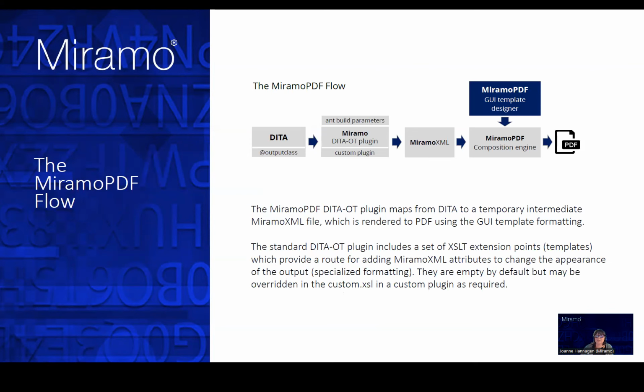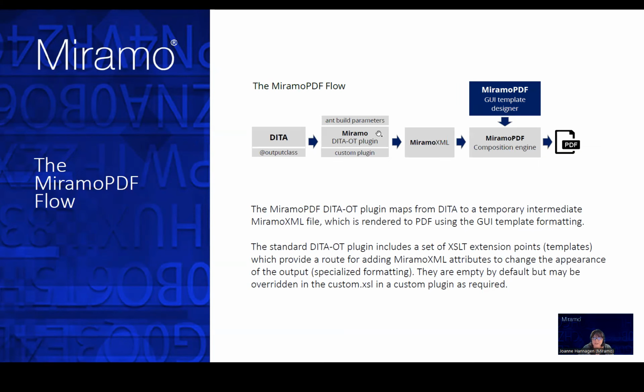So how does this work? We'll start with the standard Miramo DITA-OT plugin. It performs a topic merge on the DITA and then performs a transformation to Miramo XML. Now, Miramo XML is our fully documented version of XML. If you want to check out that documentation, it's on our website, and there you will find the full detail of it, and we will be using that information later on in this webinar. The composition engine takes this Miramo XML, which is content only, and then it takes the template generated by the GUI template designer, which is design only, and then produces or renders the PDF.